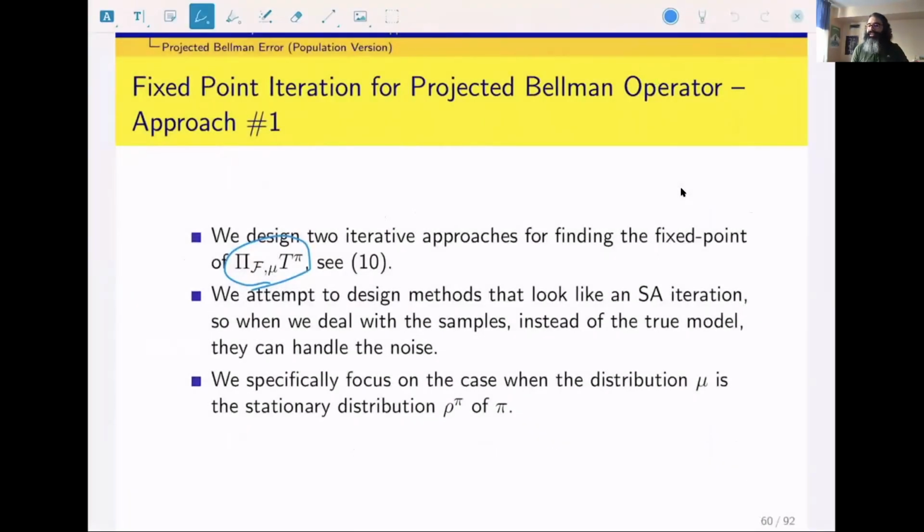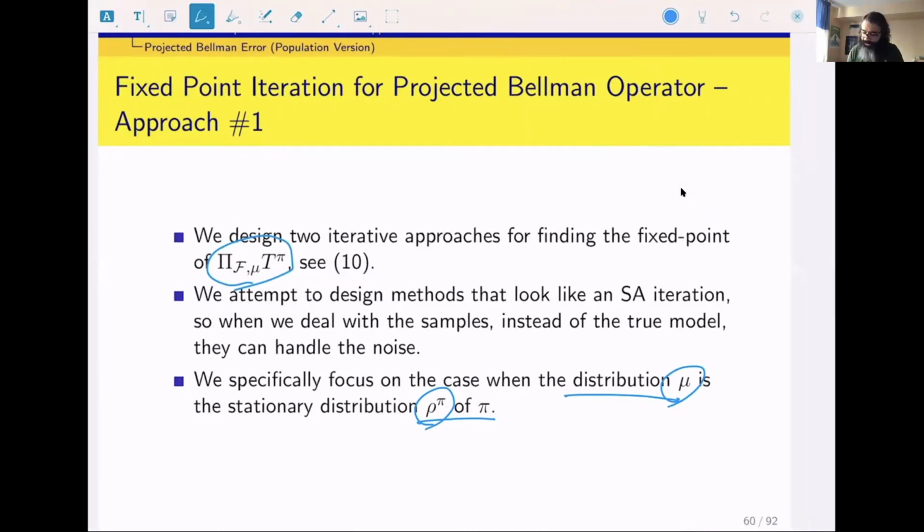Okay, here we attempt to have fixed point iteration approaches. Here I'll focus on the case where the distribution mu is the stationary distribution rho pi of pi. The methods are designed for that, and the reason is that for convergence of those methods we actually require mu to be the same as the stationary distribution, because the stationary distribution has these nice properties.